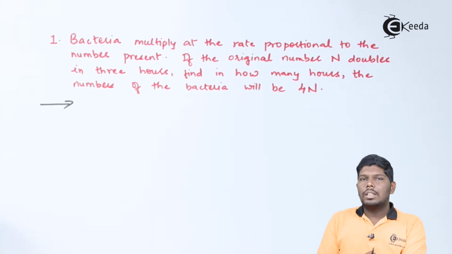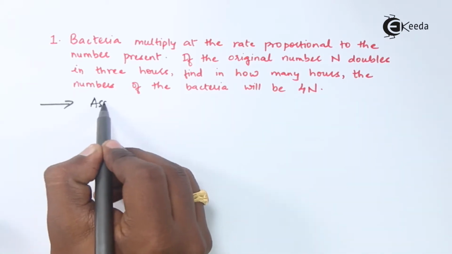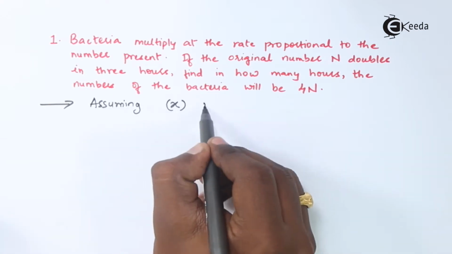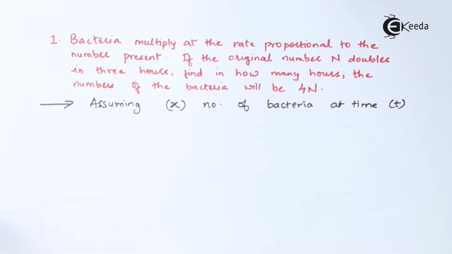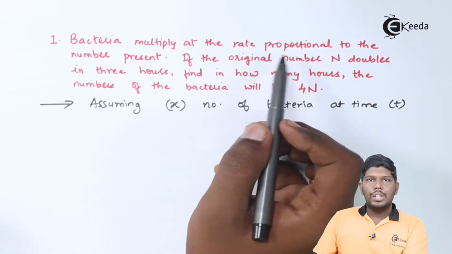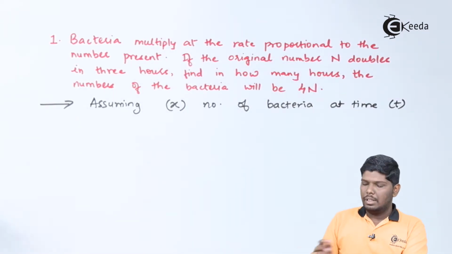Now, the thing that we are supposed to assume is the number of bacteria at any time t. So let us assume that there are x number of bacteria at any time t. Now let us use this first statement in order to get the differential equation.